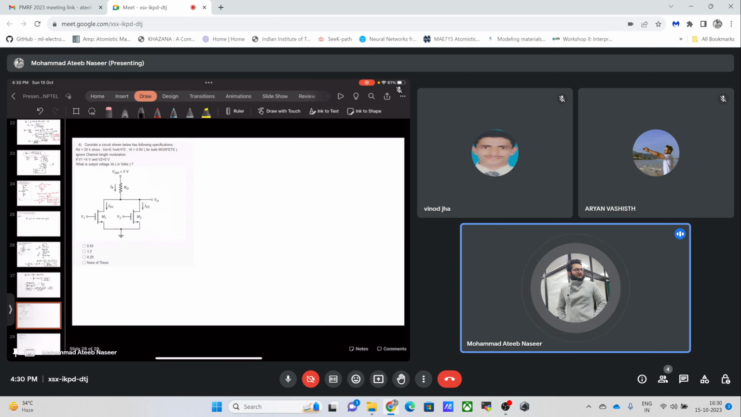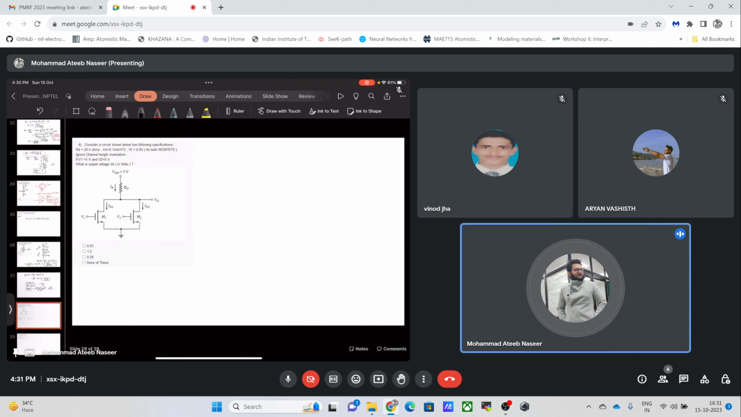Now let's move towards another problem which says that we have to consider the circuit which is given below, and it has these kinds of specifications. What kind of specifications are given? We have this RD given to us, the Kn is given to us, and for both the MOSFETs we have to ignore the channel length modulation.